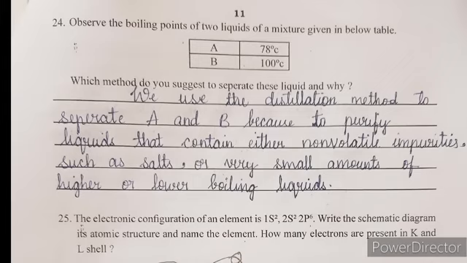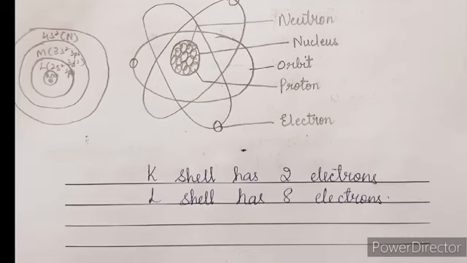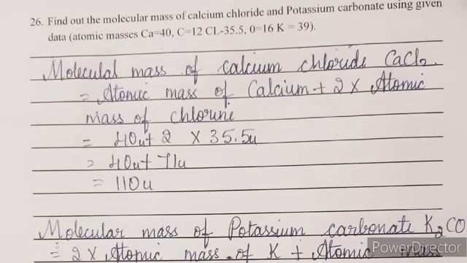Next question: the electronic configuration of an element is 1s2, 2s2, 2p6. Write the schematic diagram, its atomic structure and name the element. How many electrons are present in K and L shell? I have written the diagram over here. The answer is K shell has 2 electrons, L shell has 8 electrons.